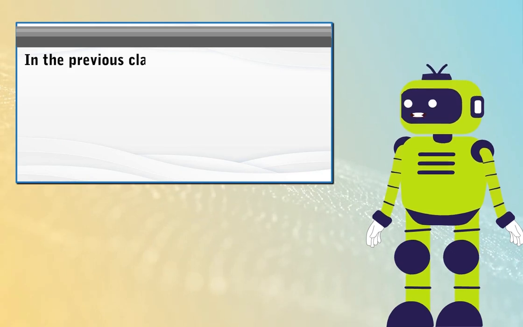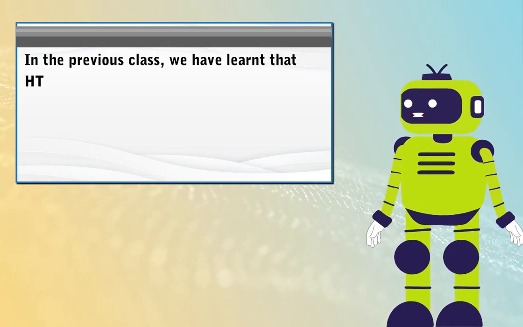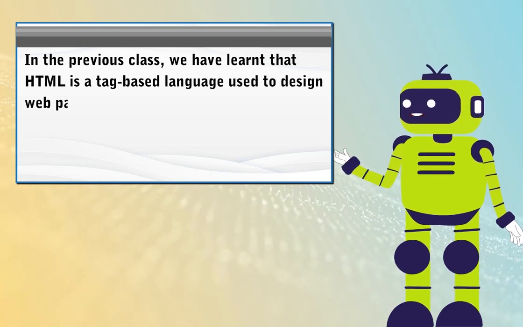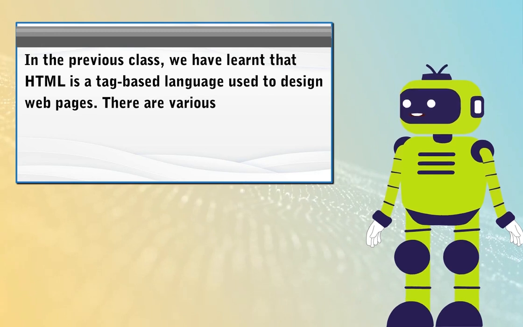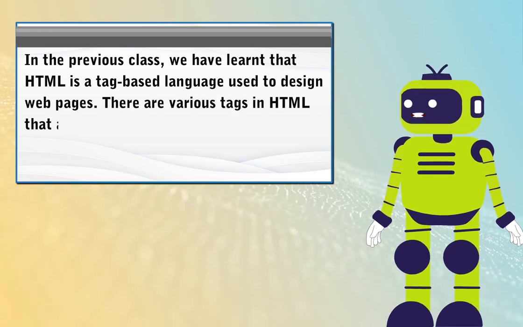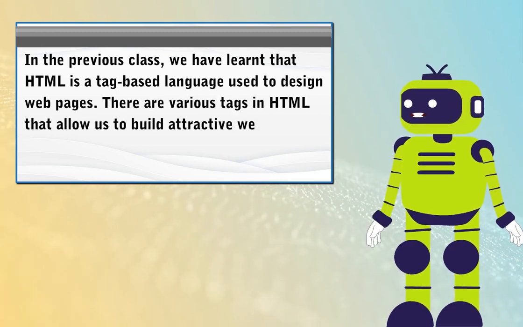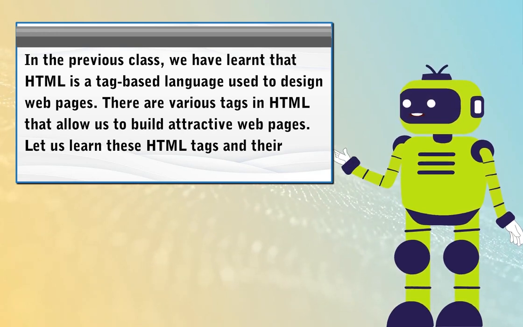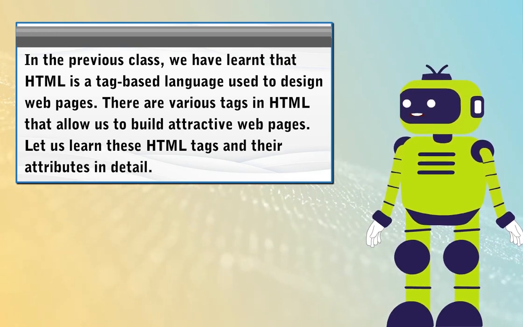In the previous class, we have learnt that HTML is a tag-based language used to design web pages. There are various tags in HTML that allow us to build attractive web pages. Let us learn these HTML tags and their attributes in detail.